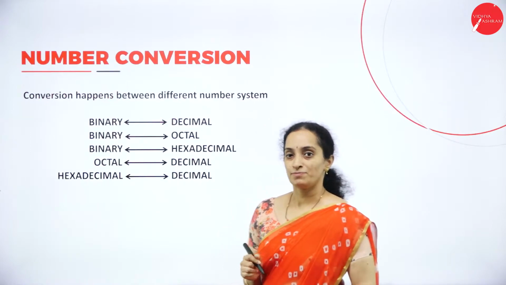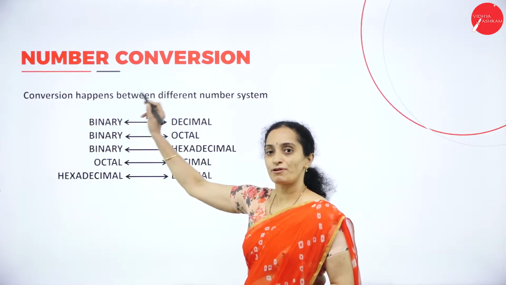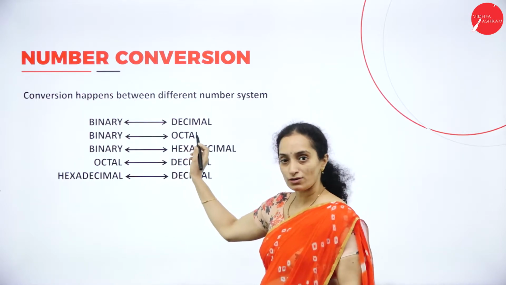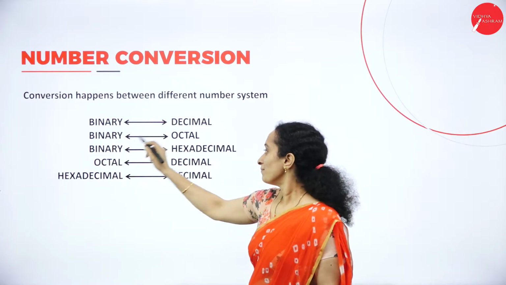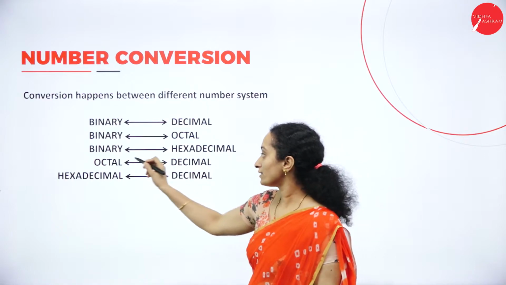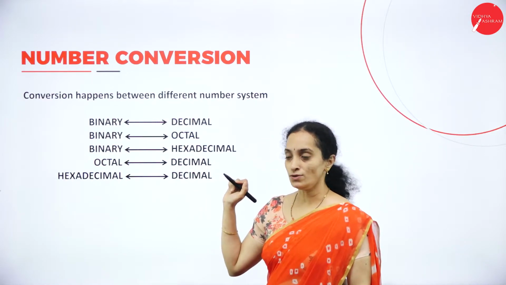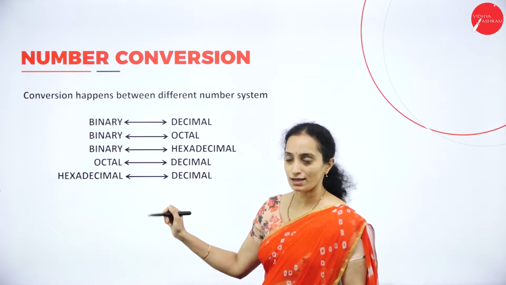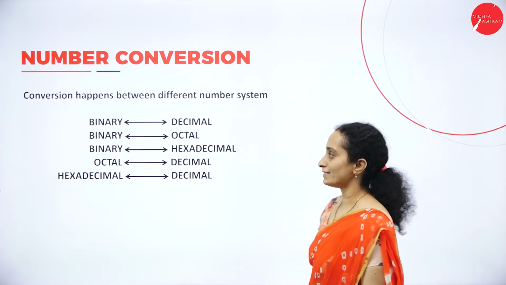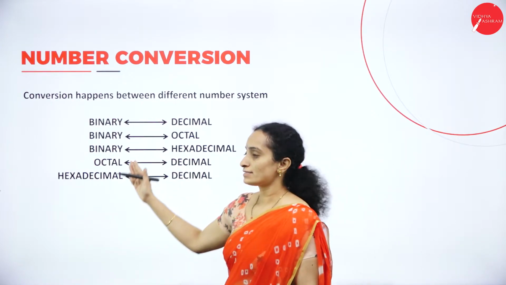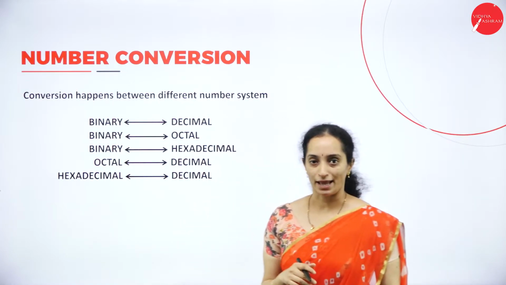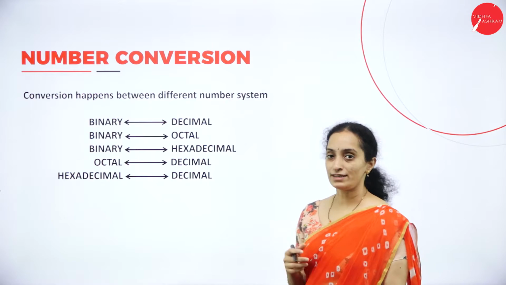You can convert from binary to decimal and from decimal to binary, binary to octal and octal to binary, binary to hexadecimal and hexadecimal to binary. Along with that, you can convert from octal to decimal and decimal to octal, hexadecimal to decimal and decimal to hexadecimal. Is it not? So, these are some of the conversion operations that can be done on the different numbers.